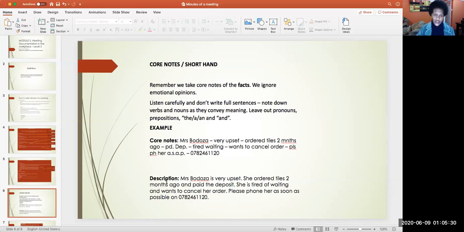You have to shorten the notes and expand them into the minutes of the meeting, which we have covered, all right? So usually, before you can even write the minutes, we start with the core notes, okay? Remember, we take core notes of the facts. We don't take core notes of opinions or core notes of feelings. We take core notes of facts. We ignore emotions or opinions. Listen carefully and don't write full sentences. Note down verbs and nouns as they convey meaning. Leave out pronouns, prepositions, the, and.